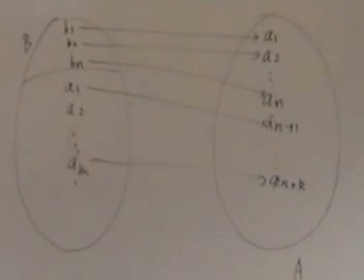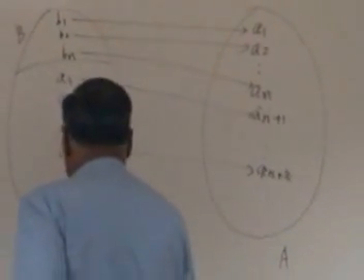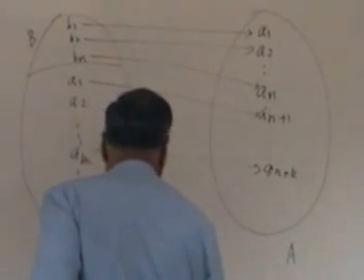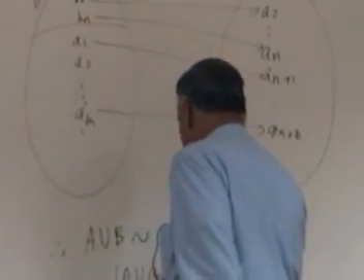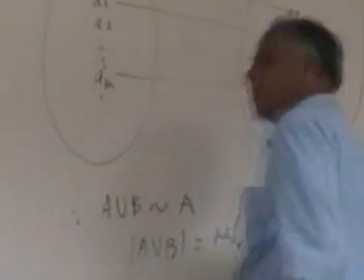This association is already a 1-to-1 correspondence, so I will not write the details. Therefore, A union B is equivalent to A, but this has cardinality Aleph naught. Therefore, A union B has cardinality Aleph naught.